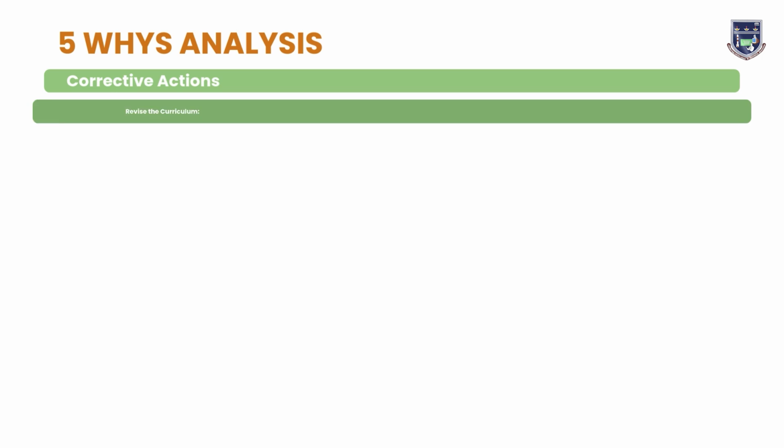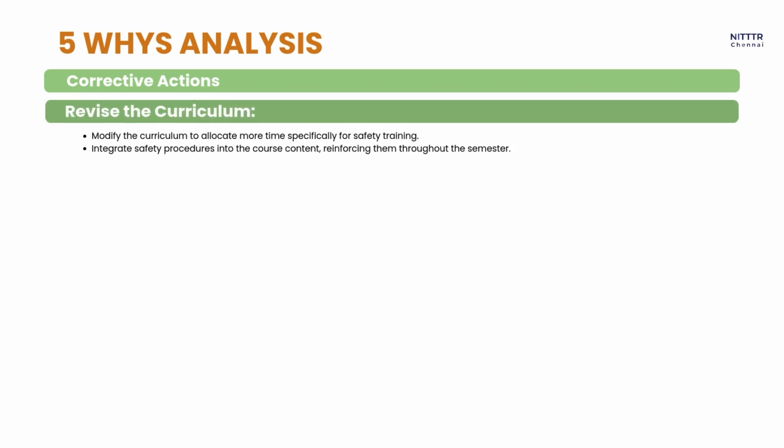In consideration of the action plan, revise the curriculum. Modify the curriculum to allocate more time specifically for safety training, ensuring that it is thorough and not rushed. Integrate the safety procedures into the course content, reinforcing them throughout the semester rather than only during the initial training.